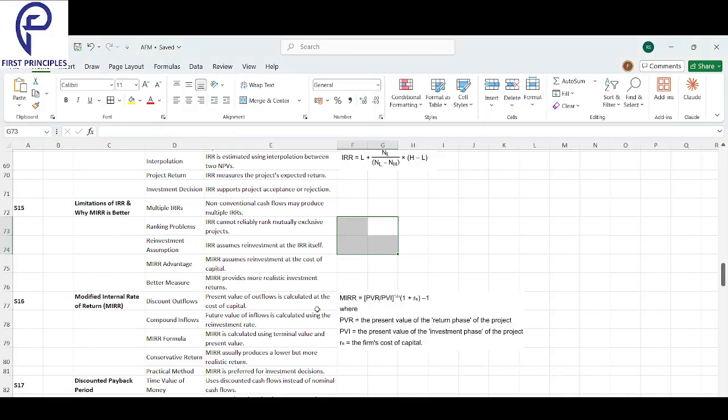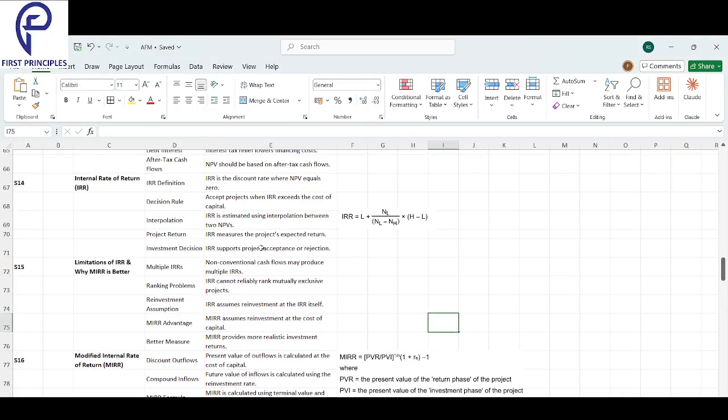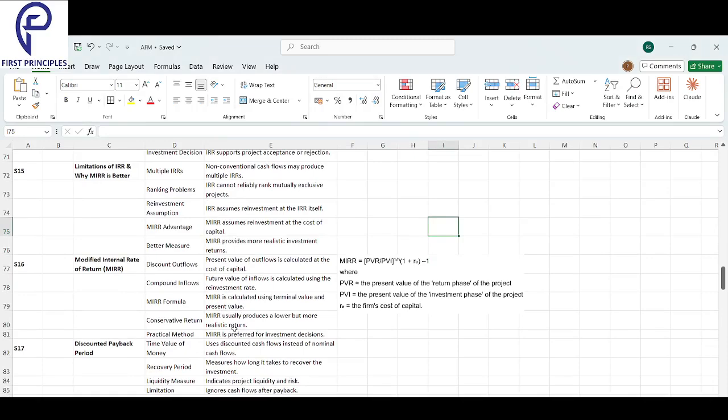Okay, so let's look at a discounted payback after this. So we have IRR and then MIRR. We understood that they have their own differences, where they treat outflow and inflow differently, which is not the case. The reinvestment formula is calculated using the terminal value and present value that you can see right here. And finally, it's a conservative return. It will be lower, but it will give you a more realistic return.